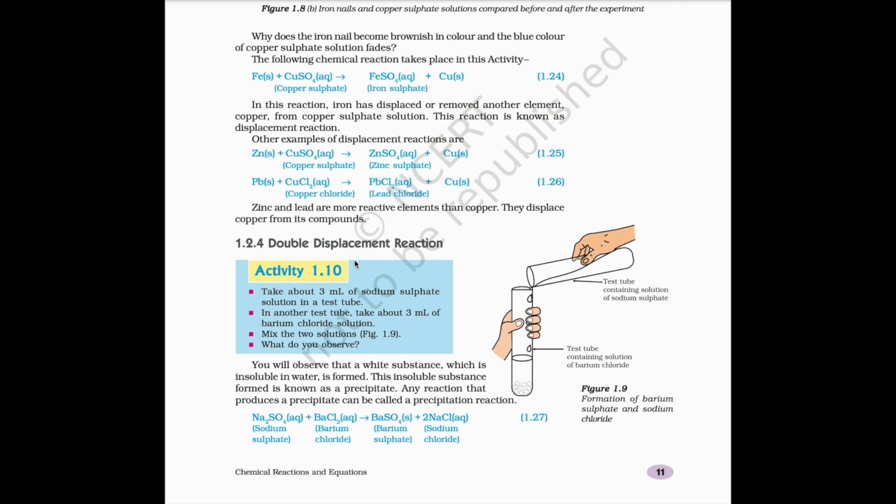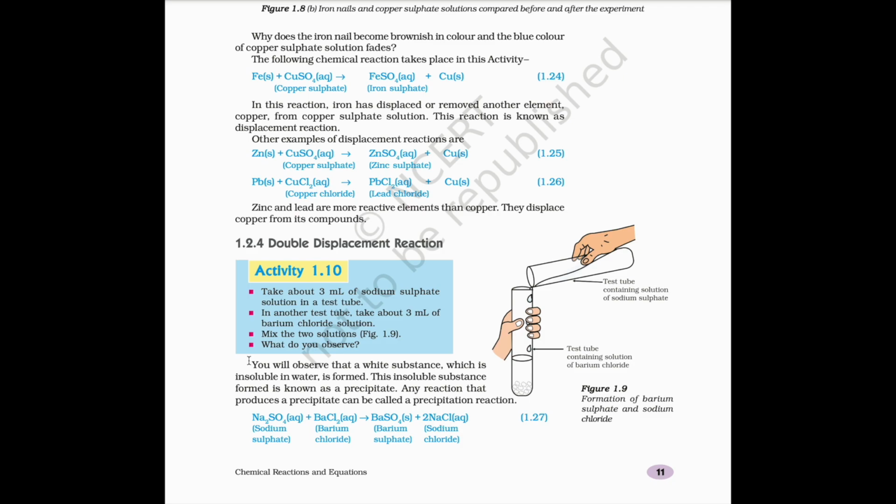1.2.4 Double displacement reaction. Activity 1.10. Take about 3 ml of sodium sulfate solution in a test tube. In another test tube, take about 3 ml of barium chloride solution. Mix the two solutions, figure 1.9. What do you observe? You will observe that a white substance which is insoluble in water is formed. This insoluble substance formed is known as a precipitate.